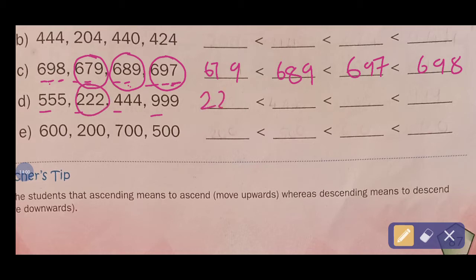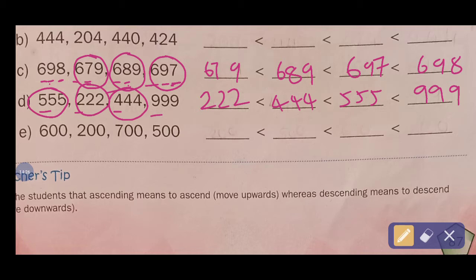Okay? So 222. And the next number, 549. In this, 4 is the smallest one. Very easy to identify. So 444. And like the next one, the 5 is the smallest one, 555. Last one, what will it be? 999.